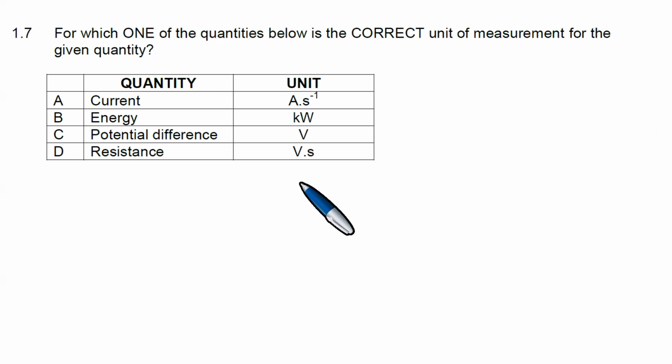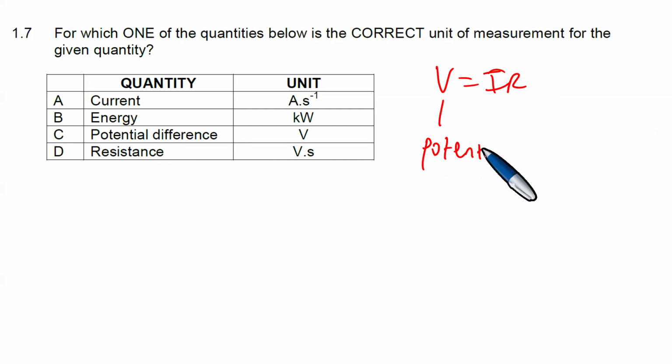Okay, let's think together. 1.7. All right, so the correct answer in 1.7 is that potential difference. Like if you know that V is equal to IR, this is called potential difference.